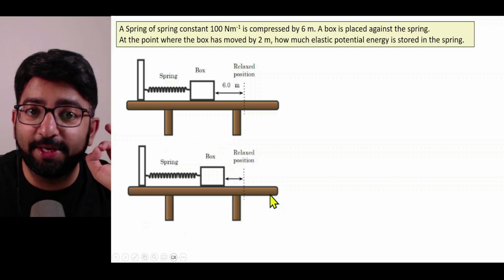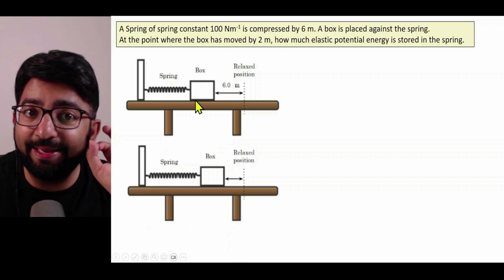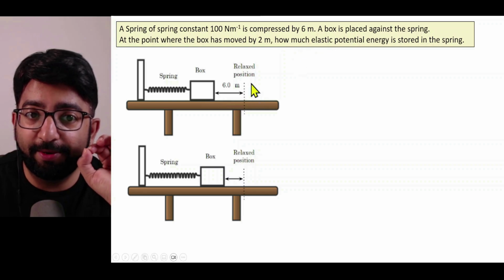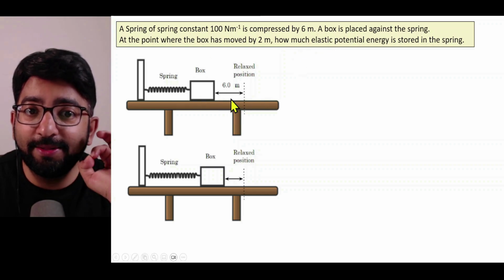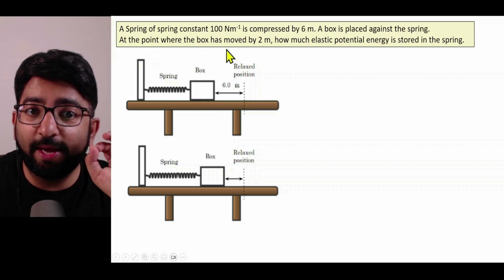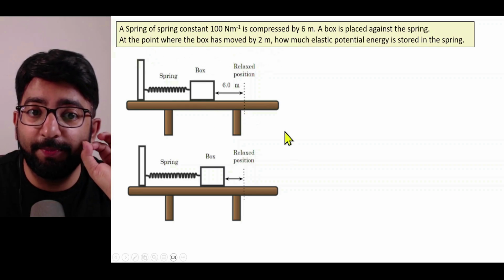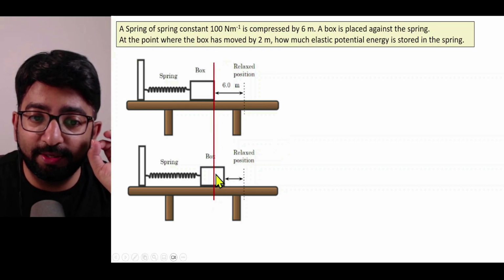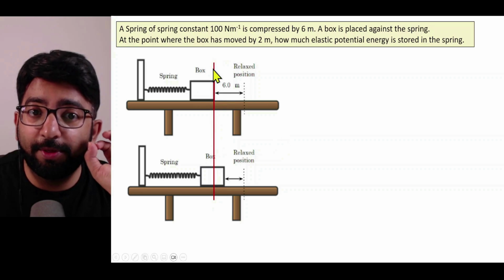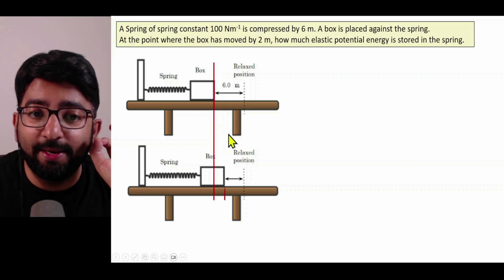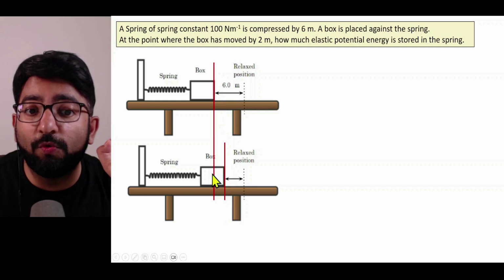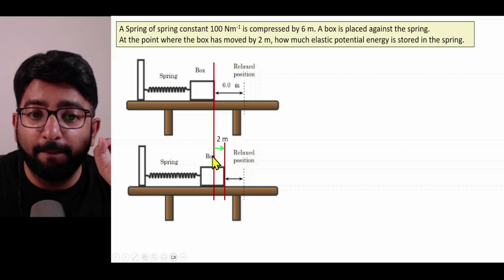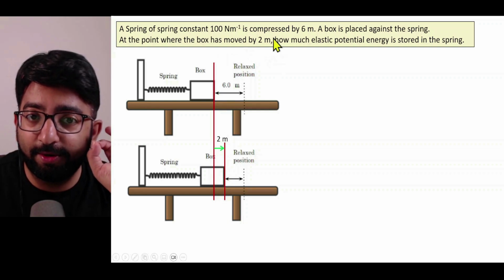So consider this image on the bottom. Initially, the spring was compressed by 6 meters, as you can see in this image. In the second situation, the box has moved by 2 meters. So let me explain that. Consider this red line is the original position of the box in case 1. In case 2, the box has moved a little bit to the right-hand side by 2 meters, as they have given in the question.